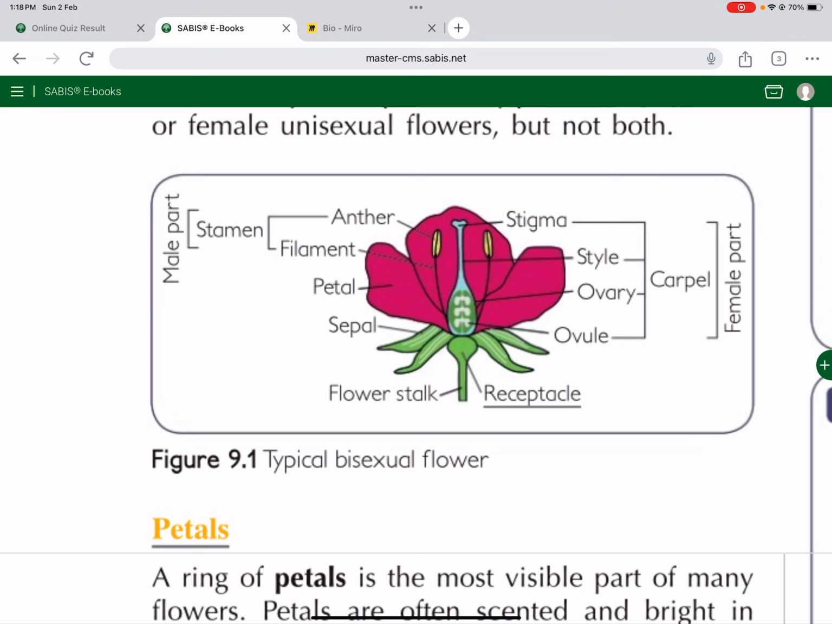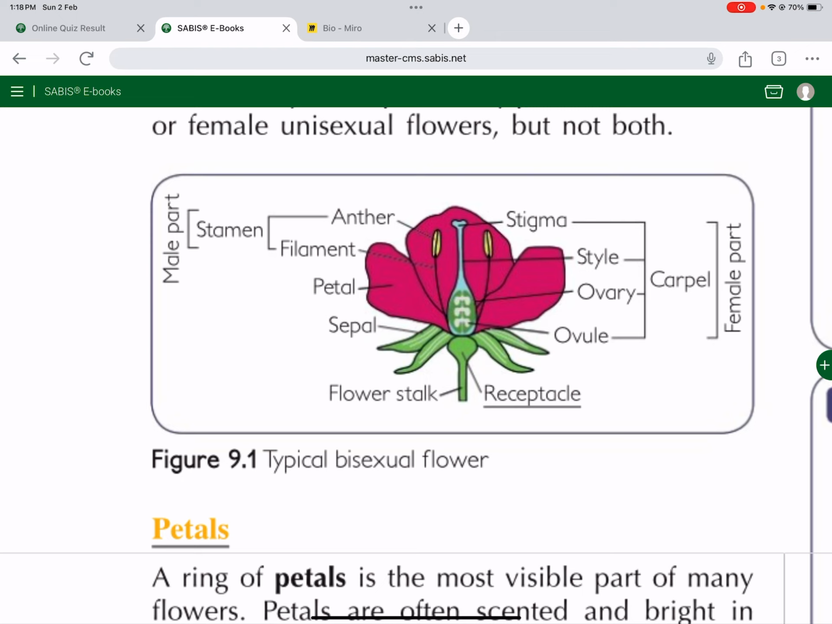Now we have the petals, and as you can see, the petals are usually colorful and they sometimes have a scent. And this is important, and we're going to see later on why it's important, because for pollination by insects, the insects are attracted to this colorful flower with a nice smell, and that's why the insects will come and be able to transfer the pollen from one plant to another, which we'll look at very soon.